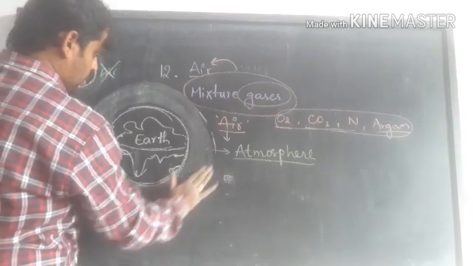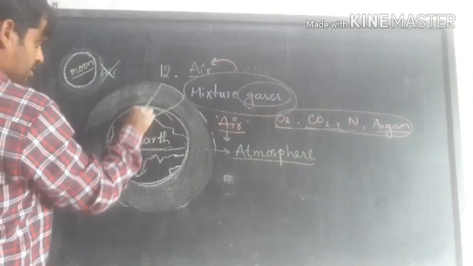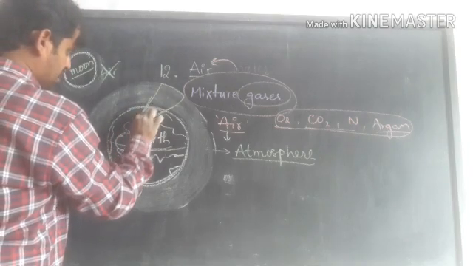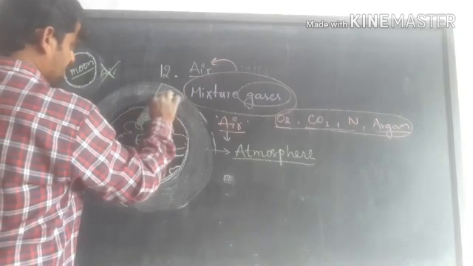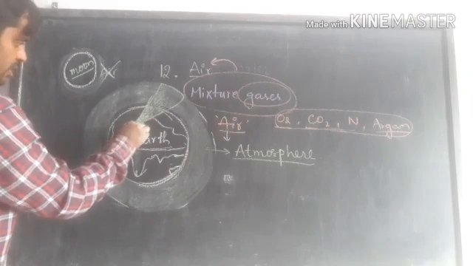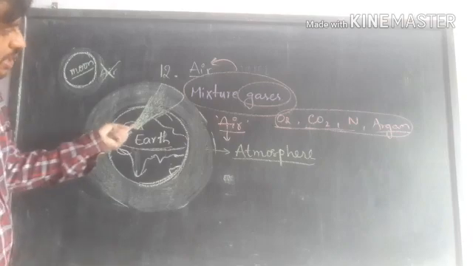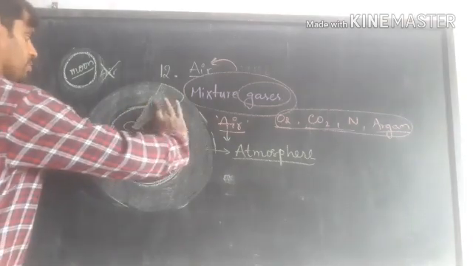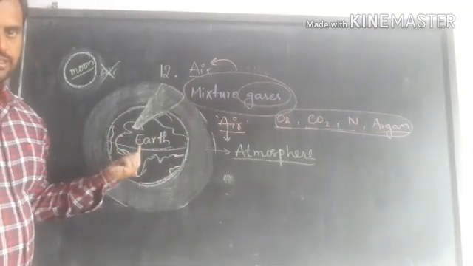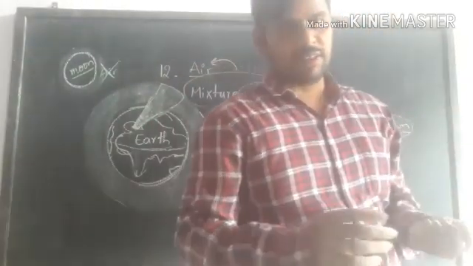When you go higher from the ground level, the air concentration decreases. Here it is thick, and it slowly decreases like that. Here the air pressure is more, the air is more. When you go to the top, the concentration of the air decreases, right? So this is the atmosphere that is present around the earth.